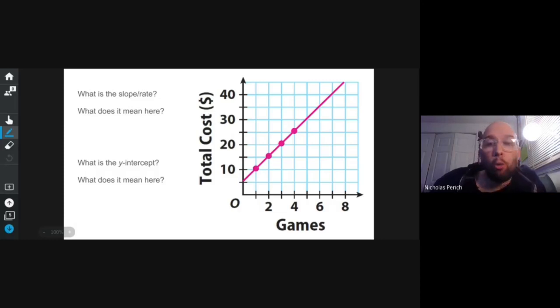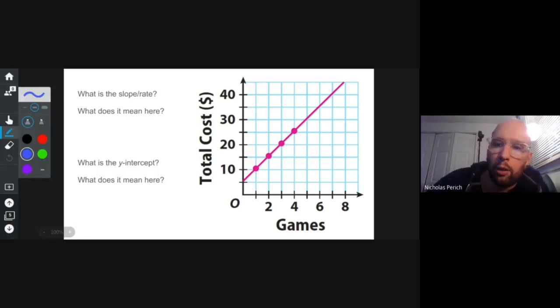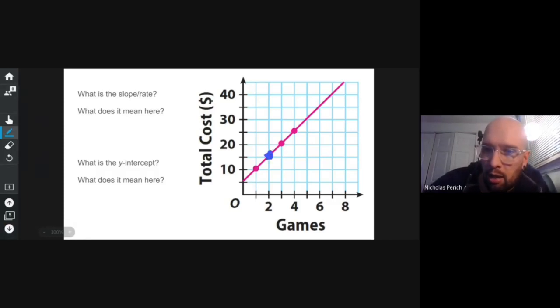What is the slope or the rate? Okay, well, let's pick 2 points. Here's a point, and here's a point. It looks like on my y-axis, I go up by 5s, so up 5. So if I go up 1 block, I'm actually going up 5. And if I go over, I am going over 1. So my slope is up 5 over 1. Up 5 over 1. 5 over 1 is the same as 5.